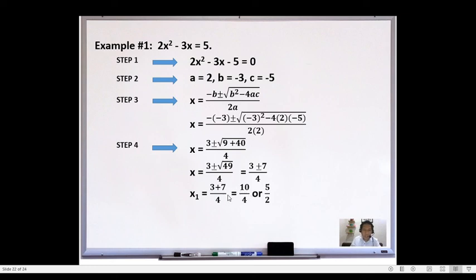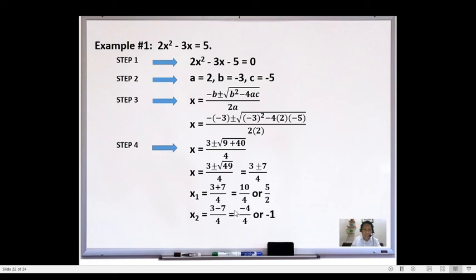So solve the resulting linear equation. That is now x is equal to 3 plus 7 over 4, and that is equal to 3 plus 7 is 10 over 4, or the lowest term of 10 over 4 is equal to 5 over 2. Their common factor is equal to 2. So the lowest term is 5 over 2. So our first root is 5 over 2.